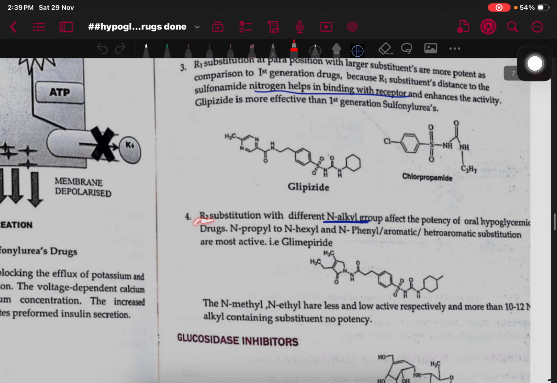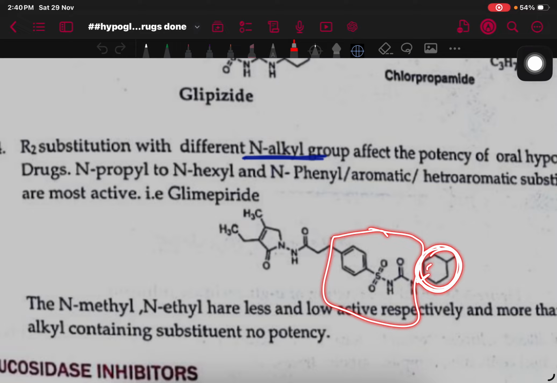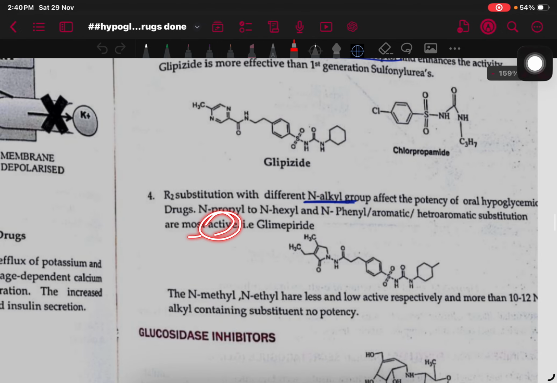Then R2. R2 substitution with different N-alkyl groups affects the potency of oral hypoglycemics. N-propyl to N-hexyl and N-phenyl, aromatic heterocyclic substitutions are more active, like glimepiride. Like in this, you can see, having this group. This is our general structure, and having the phenyl group or N-hexyl group, cyclohexyl group will increase or make the drug more active.